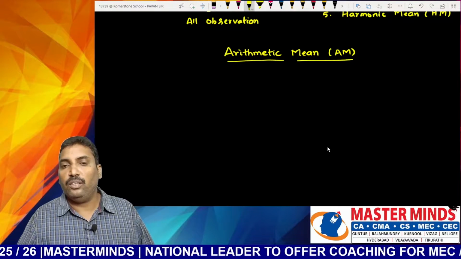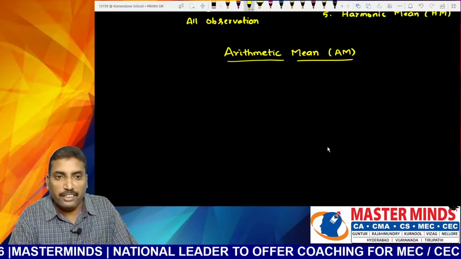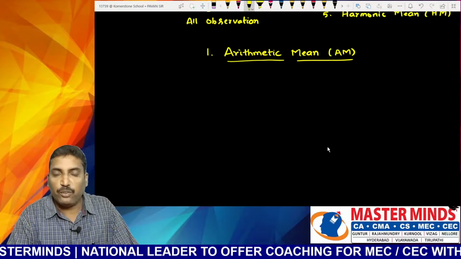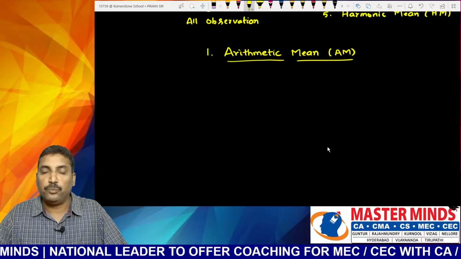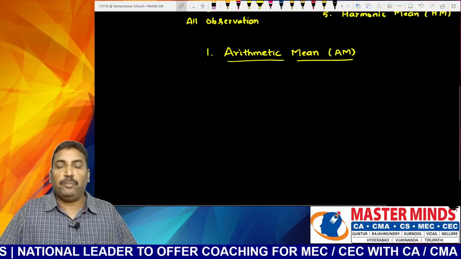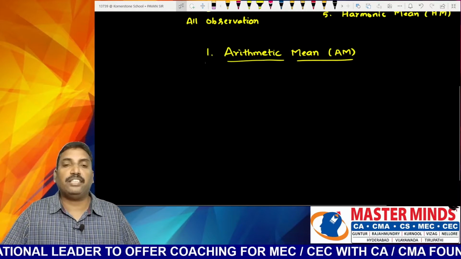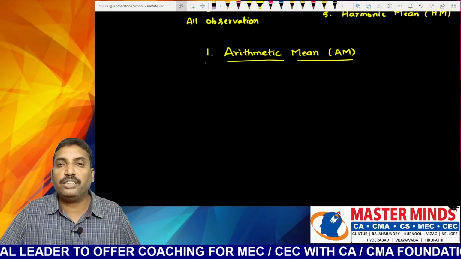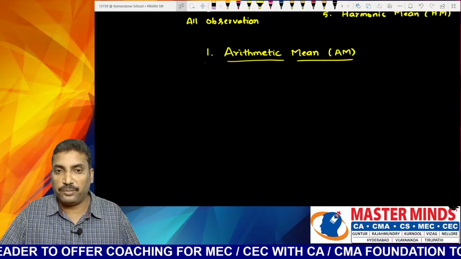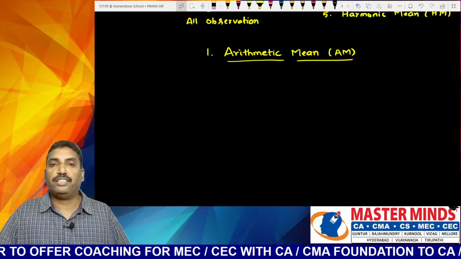So what is meant by arithmetic mean? That is the first measure of central tendency. Of course, an ideal measure of central tendency too, right? So what is arithmetic mean? Mean is nothing but the sum of observations divided by the number of observations. That is what we call arithmetic mean.